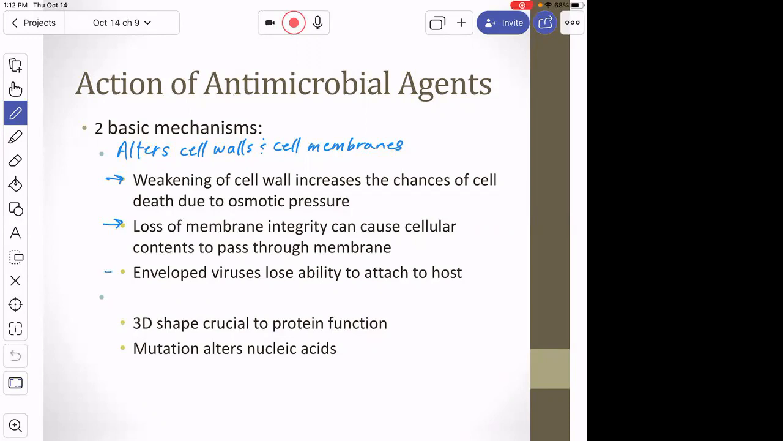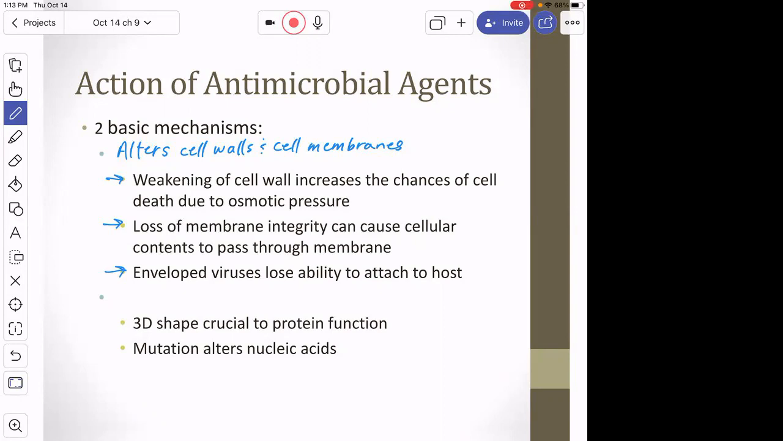And if we're talking about a virus, if an enveloped virus loses its membrane or it's not intact, then that virus probably is not going to be able to attach to its host, because the proteins for attachment are going to be in whatever the outside layer is of the virion. So if it loses its membrane, then it loses the ability to attach.